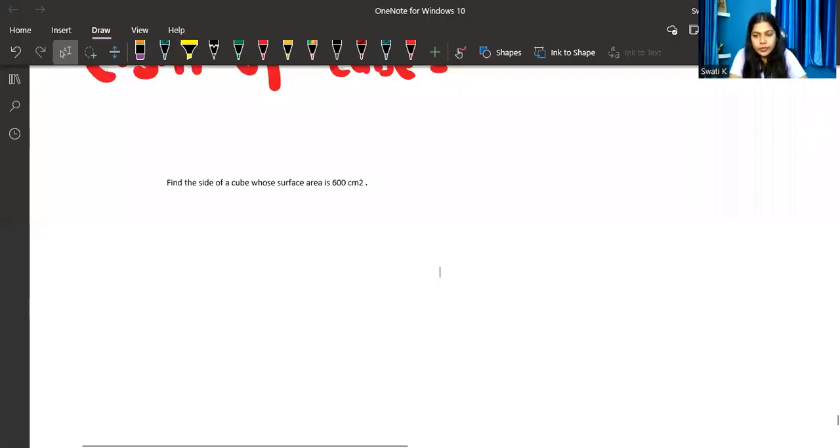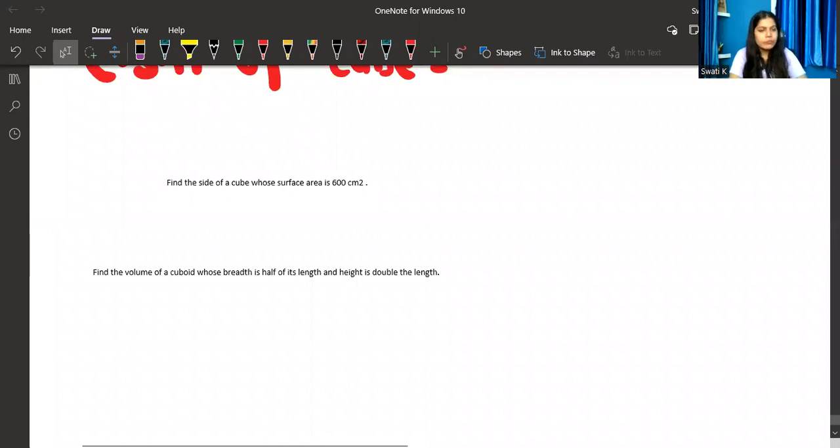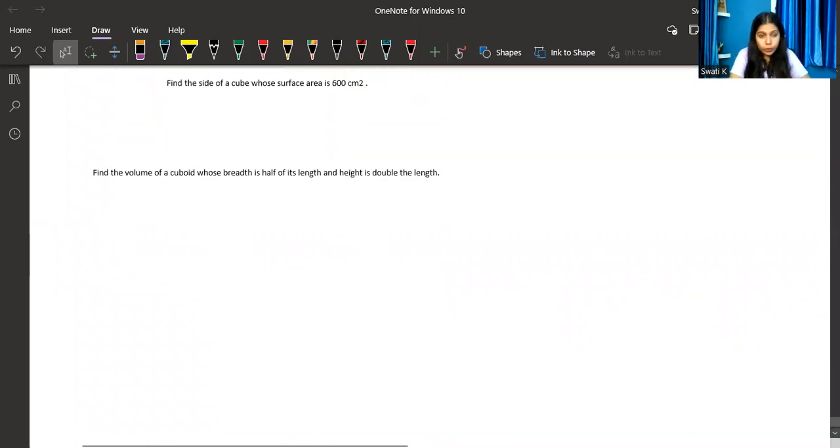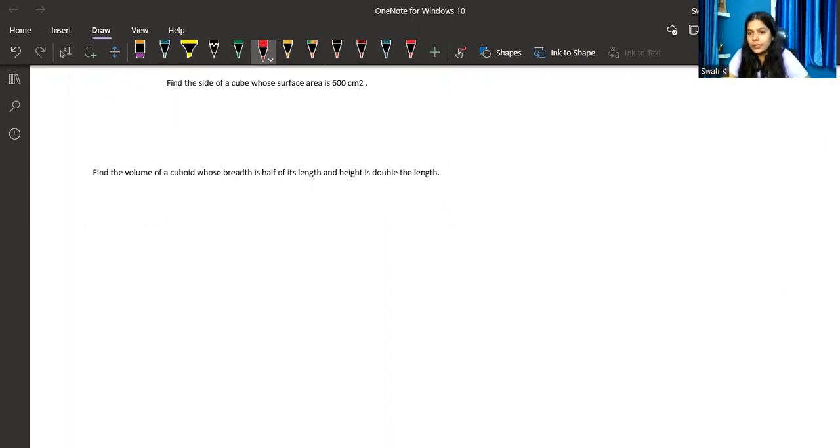Yes, so this is the correct question. Find the volume of a cuboid whose breadth is half of its length and height is double the length, right? So we know nothing about length, breadth, and height. Just one relation is given, that breadth is half of the length, height is double the length.